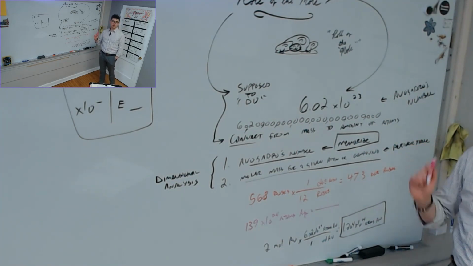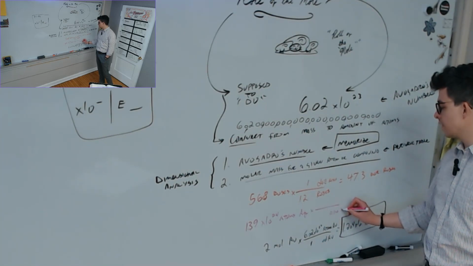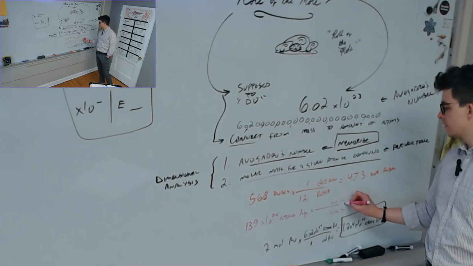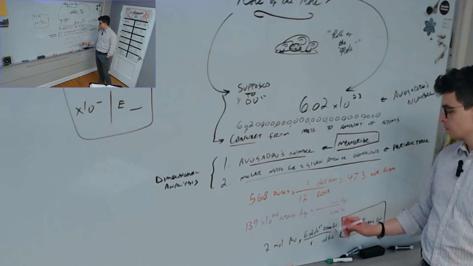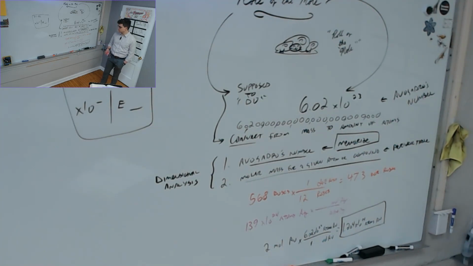I'm sorry, we're going to moles. So we're going to go from atoms of silver to what? Moles. Moles of silver. So you put atoms of silver as your denominator. Yep, atoms of silver is the denominator, moles of silver is the numerator. What numbers do I put on these lines?